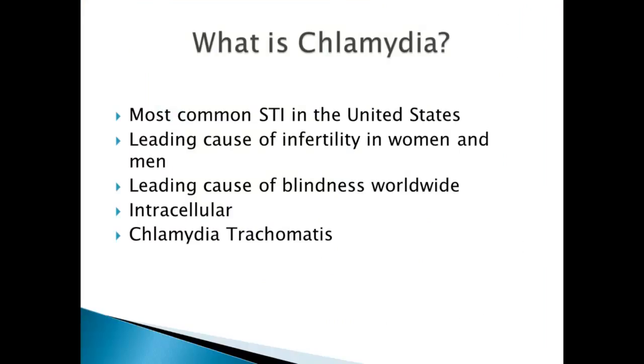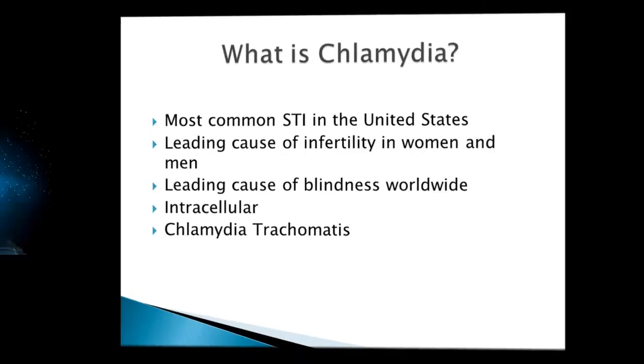So what is chlamydia? Chlamydia is the most common sexually transmitted infection in the United States. It's the leading cause of infertility in women and men, the leading cause of blindness worldwide, and it's an intracellular organism, meaning that it needs to live inside of another cell. We'll get a little more into the specifics on that in just a minute. And its formal name is Chlamydia trachomatis.